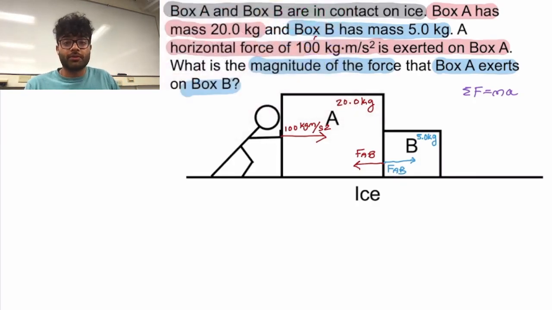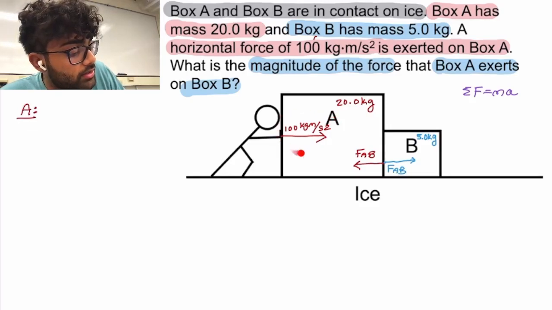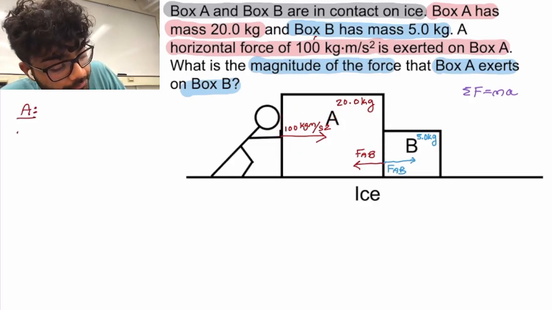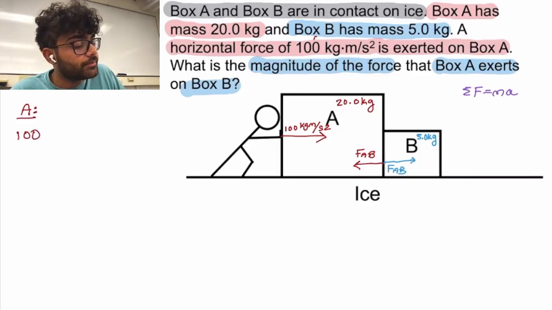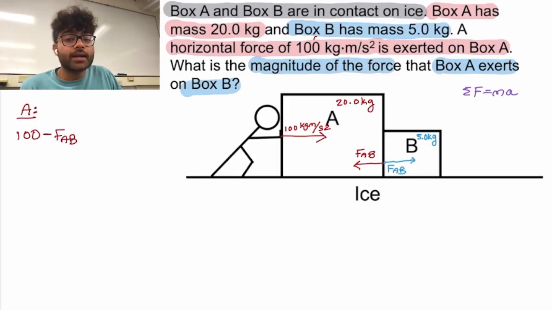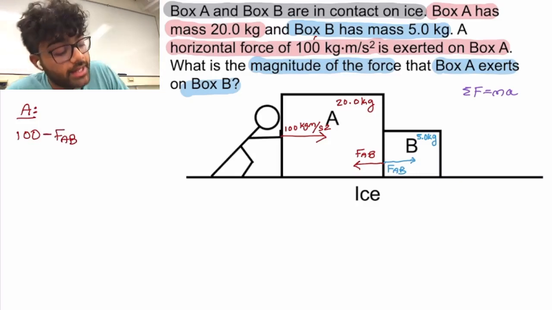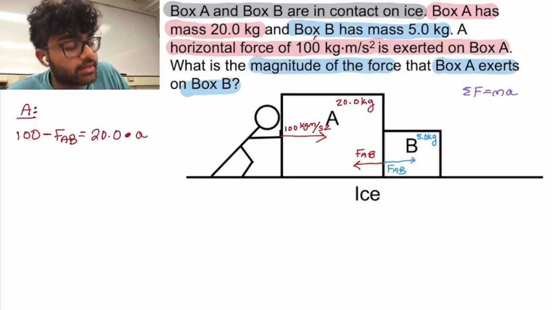So let's start with free body A. We have our horizontal force of 100 kilograms meters per second squared, and our force AB, which acts in the opposite direction, so we use a minus sign. That is all of our forces on free body A. That is equal to the mass of free body A times its acceleration.